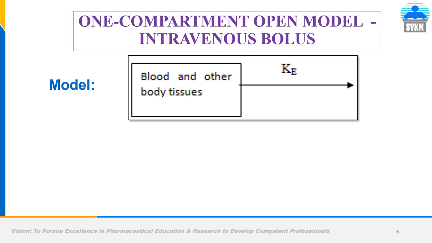This arrow indicates that it is an open model. If there is an absence of the arrow, then it shows it is a closed model. But if this arrow is present, it is an open model, ready to distribute the drug, ready to metabolize the drug, ready to excrete the drug from the body. Ke indicates the rate of elimination.